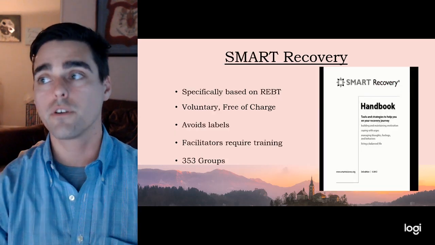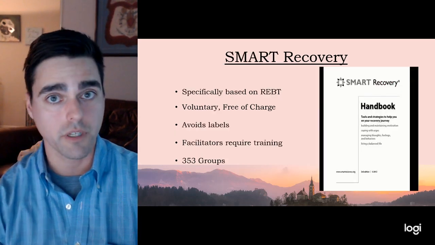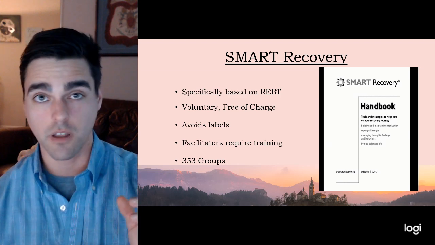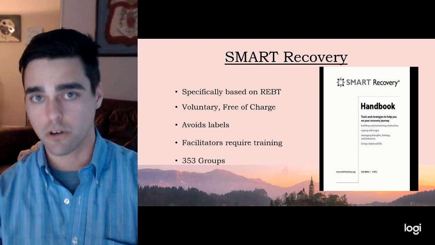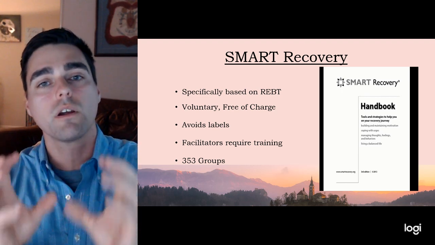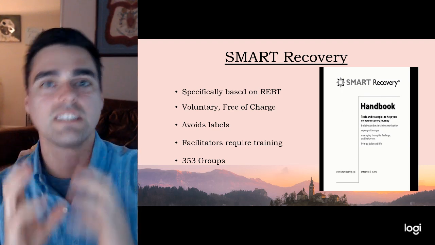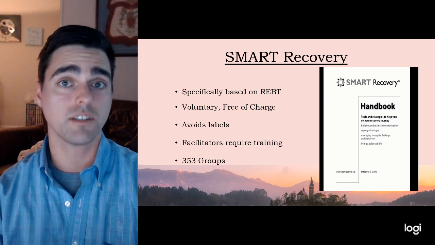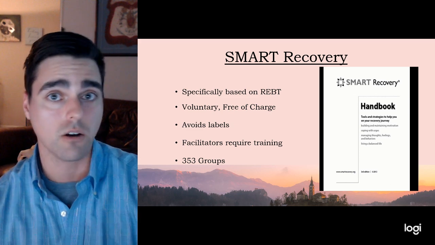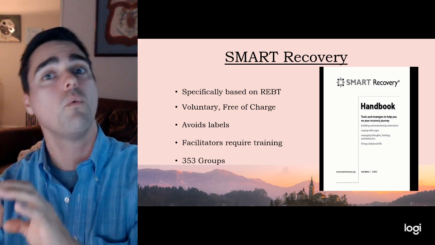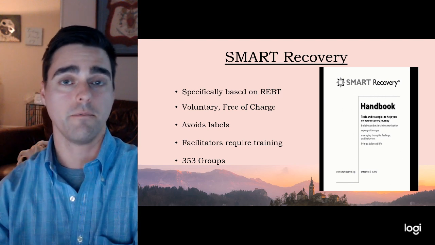There is another group, though, called Smart Recovery. If a person isn't willing to try out AA, Smart Recovery is one of the other largest groups. It's based on REBT. It is voluntary, but to have a Smart Recovery meeting, they have to have facilitators. They have to go to training. One interesting thing about Smart Recovery is they do not have people identify as alcoholic or addict while they're there, because they eschew the label. They don't want them to get the stigma or the identity, right?